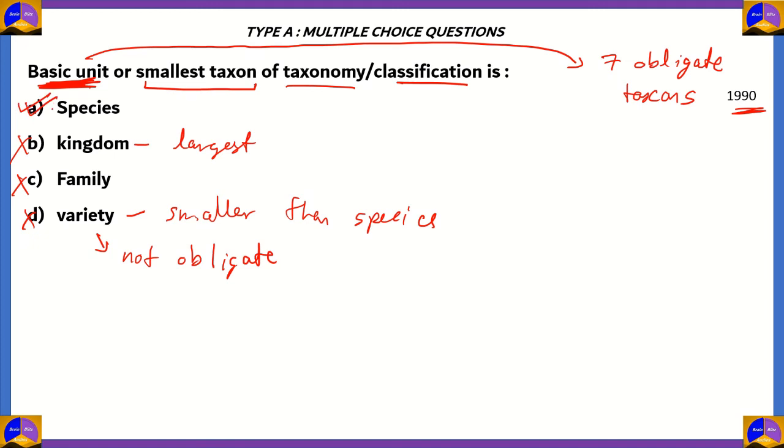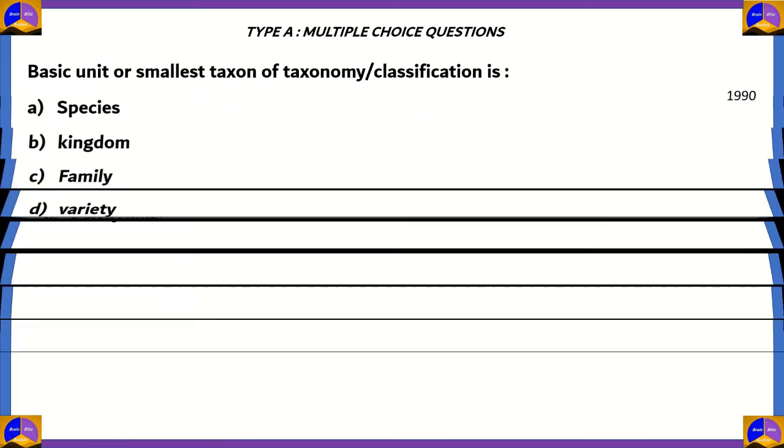The correct answer is A, species. Species is the smallest obligate taxon. So therefore it is taken as the basic unit since animals of the same species can reproduce freely. So therefore option A is the correct option for this question asked in 1990.